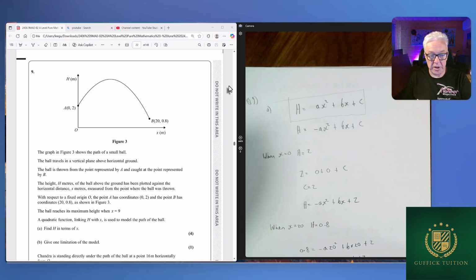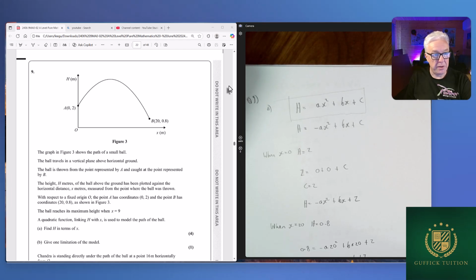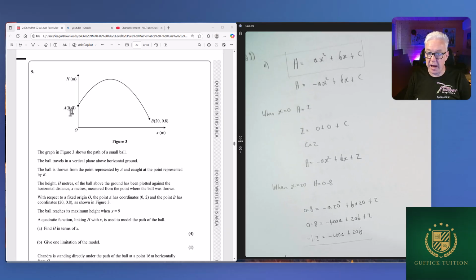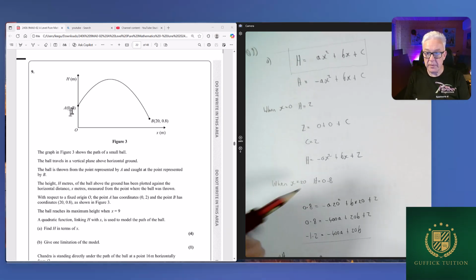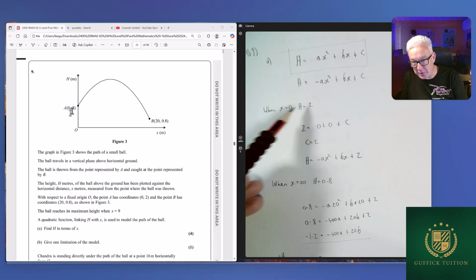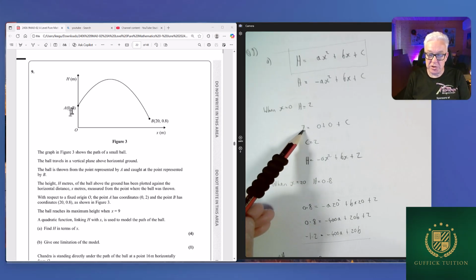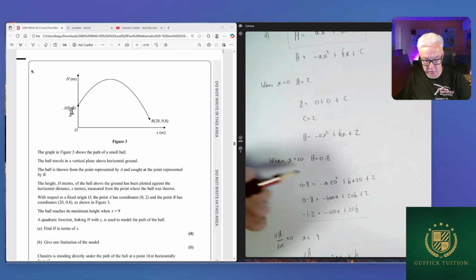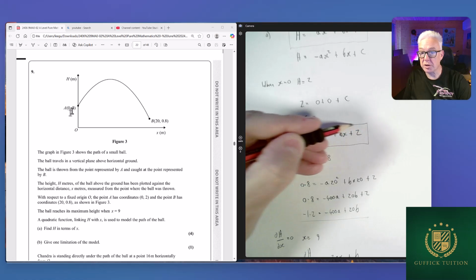So now we're going to start putting in all the information that we know in order to try and deduce the equation. The first thing that stands out to me is that when the ball is thrown, when x is 0, h is 2. So h is 2, x is 0, sorry. So I put h as 2, x as 0, and I get that c is 2. So now we've made an improvement. We've got that much of our equation now.